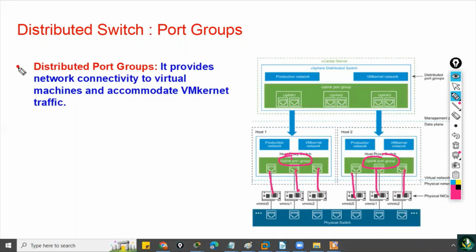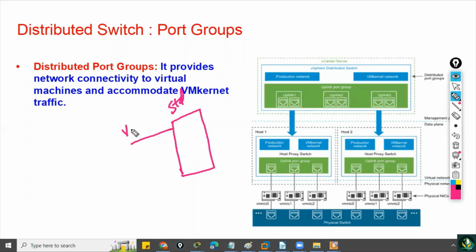Then we have one more port group. That port group is known as distributed port group. Okay guys, if you remember the standard switch, it is having VM kernel port and VM network port.